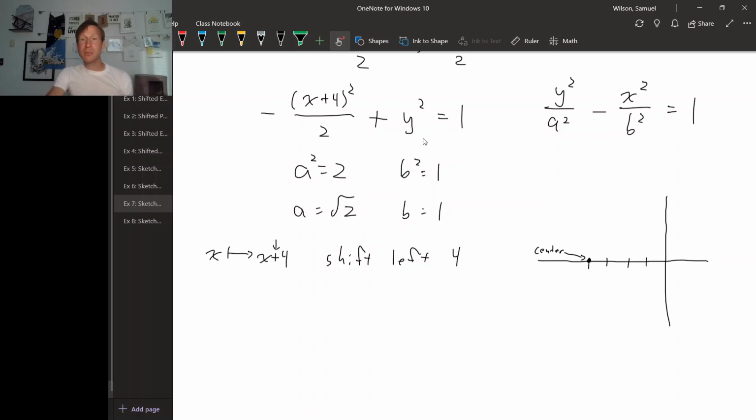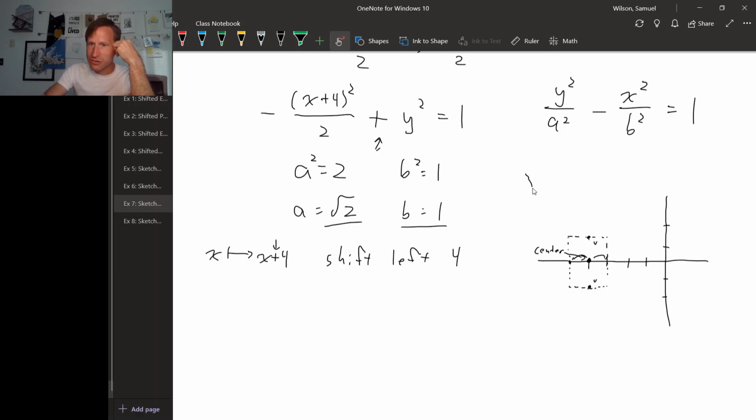Okay. Now this hyperbola opens up and down because the plus is on the y part. So the a distance goes in the vertical direction. So we need to go up and down the square root of 2. Square root of 2 is about 1.4, so almost 1.5. So up 1.5, down 1.5, about like that. And remember, these are both vertices, right? In the other direction from the center, we need to go the distance b, which is 1, so right 1 and left 1. And this gives us this box that we have been using to sketch hyperbolas.